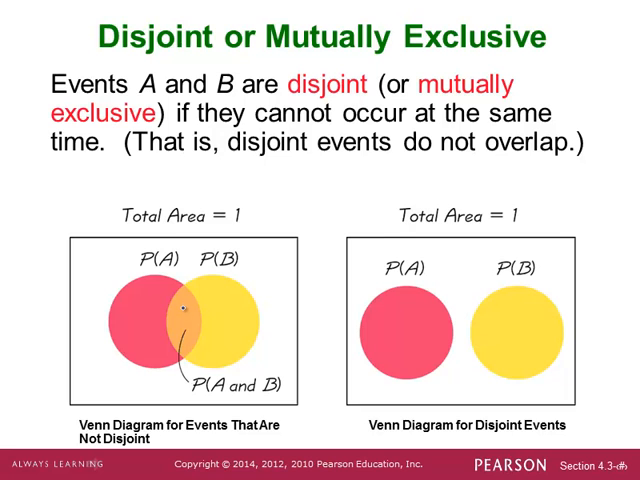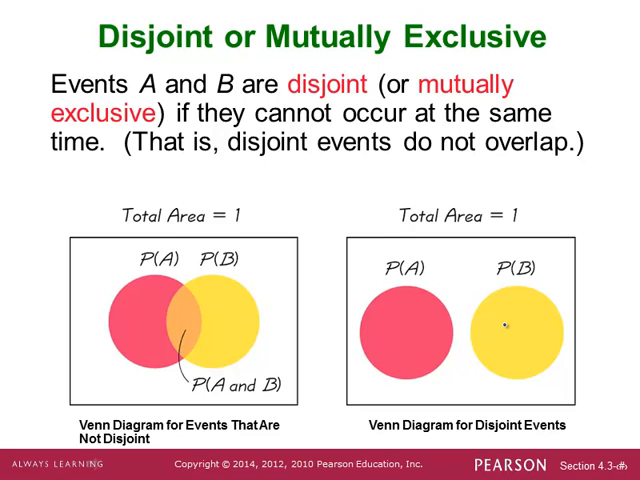So these three cards, the Jack of Hearts, Queen of Hearts, and the King of Hearts, would be in this intersection right here. And this yellow piece outside the red circle, that would be all the face cards that are not hearts. And then this red circle outside the yellow, those would be the hearts that are not face cards.